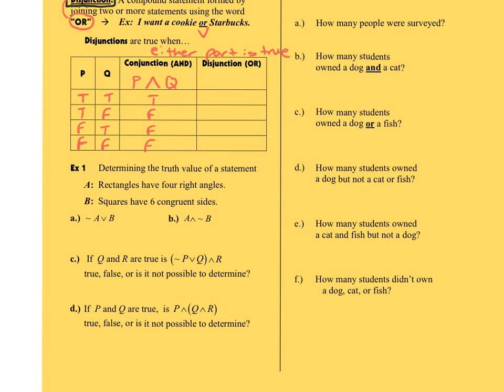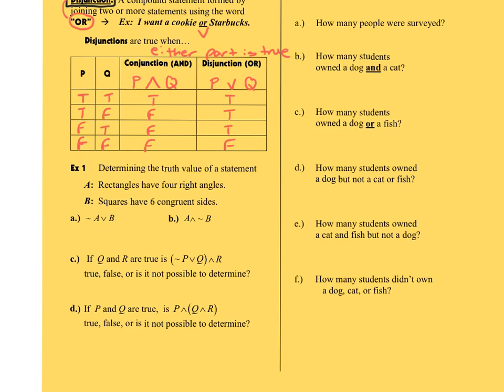The disjunction, however, says P, and then I'm going to use my V for or, Q, says that as long as I can find a true somewhere here, I'm happy. So the statement itself is true. So this would be true, this would be true, this would be true, but the last statement would have to be false.